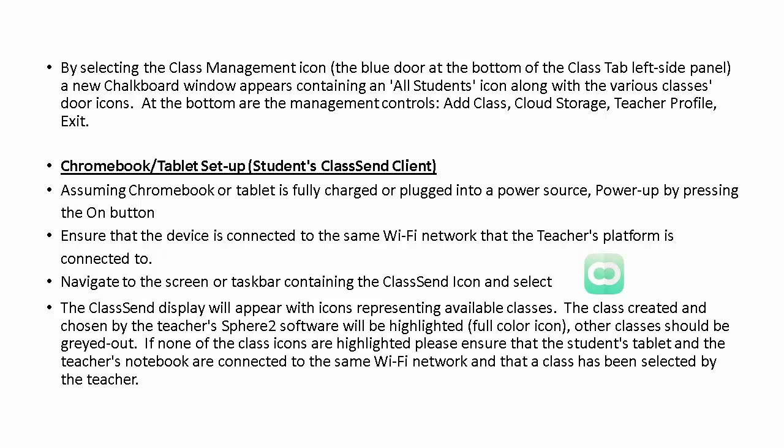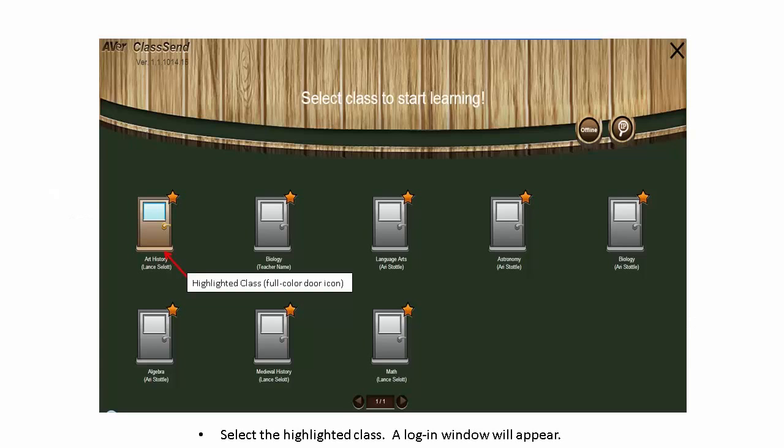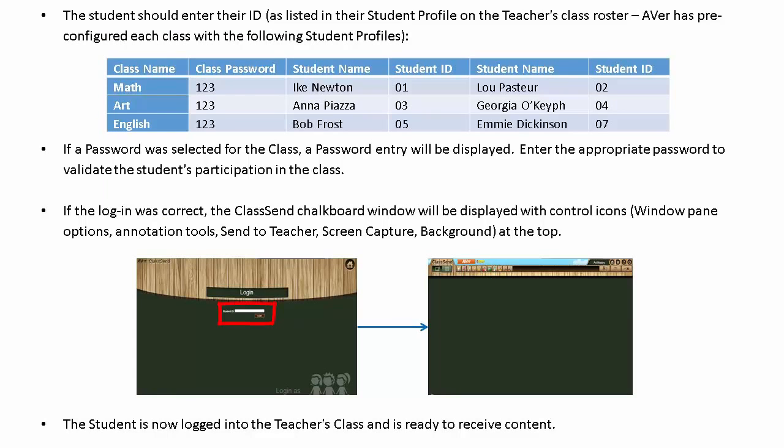If none of the class icons are highlighted, please ensure that the students' tablets and the teacher's notebook are connected to the same Wi-Fi network and that a class has been selected by the teacher. Select the highlighted class and a login window will appear. The student will now need to enter their ID. If a password was selected for the class, a password entry will be displayed. Enter the appropriate password to validate the student's participation in the class. If the login was correct, the ClassSend chalkboard window will be displayed with control icons. The student is now logged into the teacher's class and is ready to receive content.